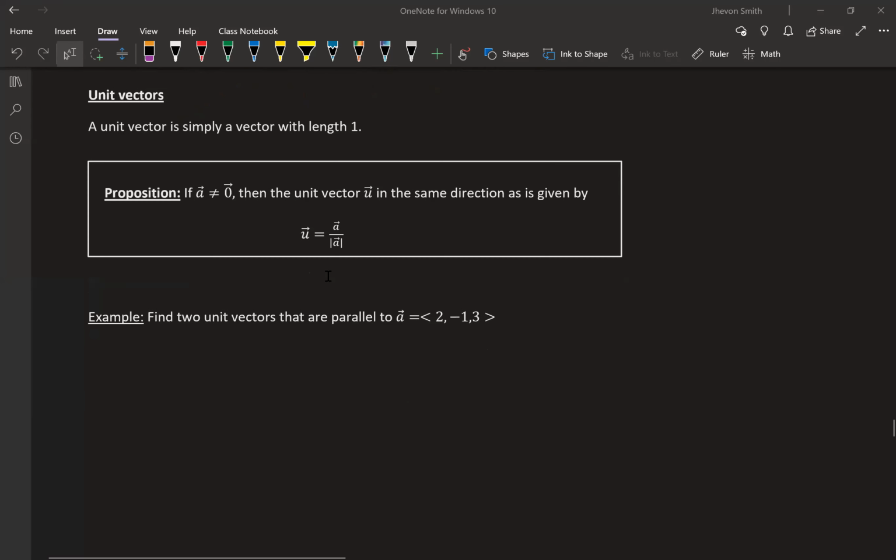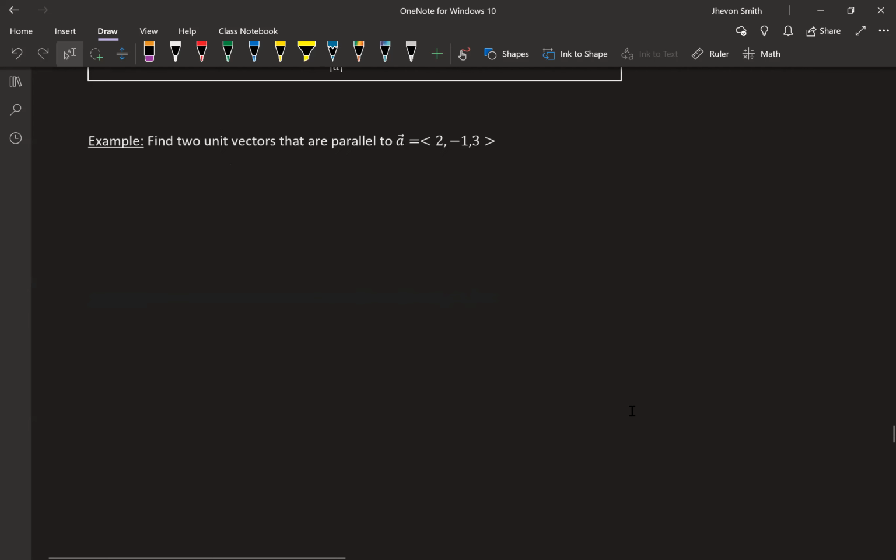Now, a very important thing that you will need to know is how to find a unit vector in a specific direction. So let's say you have some non-zero vector. You want to find a unit vector that's in the same direction of that vector. You can do that by taking the vector and dividing by its magnitude. So for example, here's a problem that you should know how to solve because it can come up in various contexts. Find two unit vectors that are parallel to this vector A. So I want them in the same direction as A, or in the complete opposite direction of A, but I want their magnitude to be 1. How can you accomplish that?